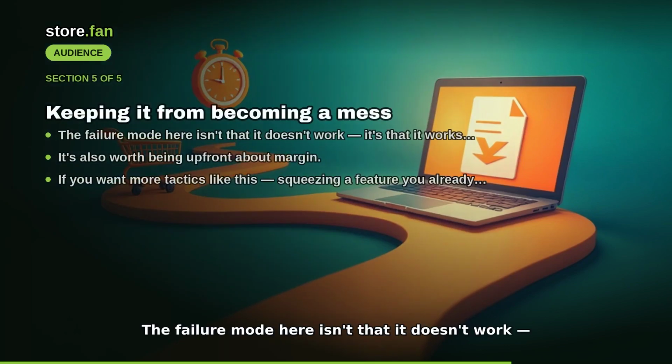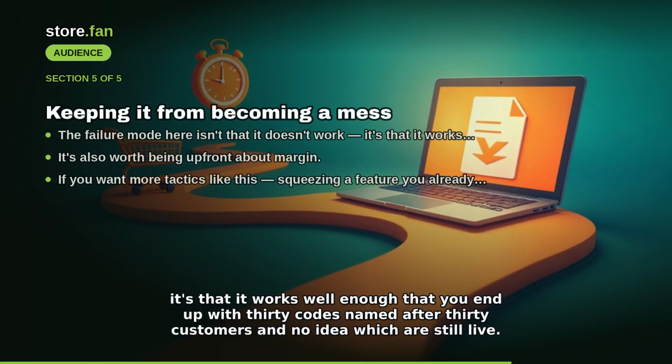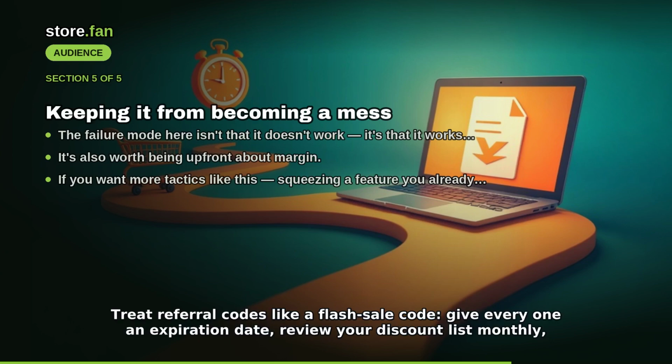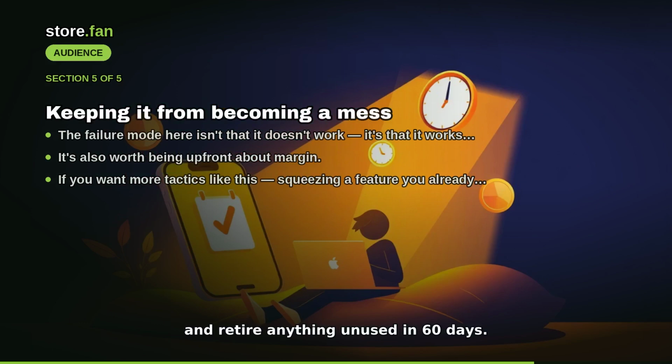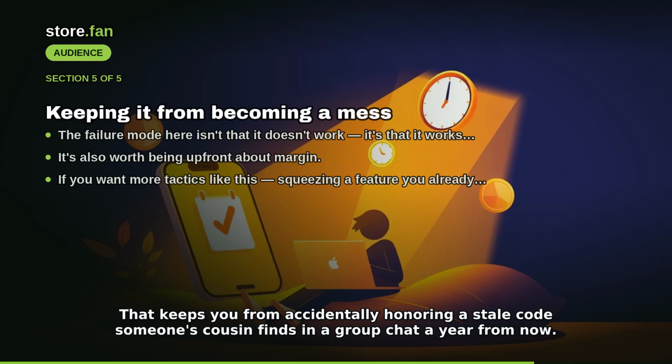Keeping it from becoming a mess: the failure mode here isn't that it doesn't work. It's that it works well enough that you end up with 30 codes named after 30 customers and no idea which are still live. Treat referral codes like a flash sale code. Give everyone an expiration date. Review your discount list monthly and retire anything unused in 60 days. That keeps you from accidentally honoring a stale code someone's cousin finds in a group chat a year from now.